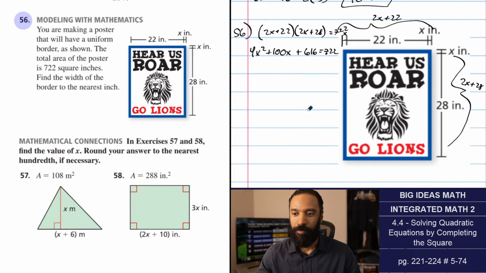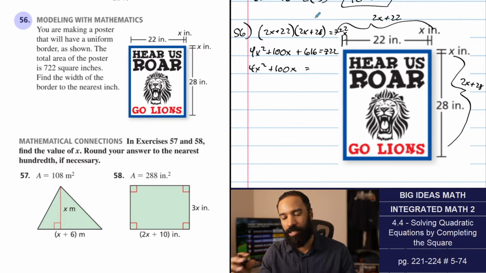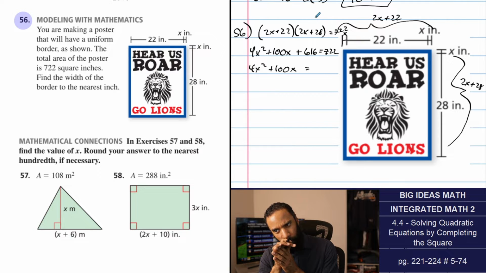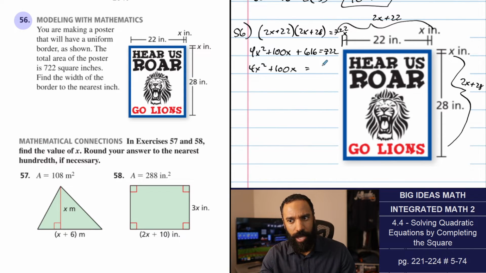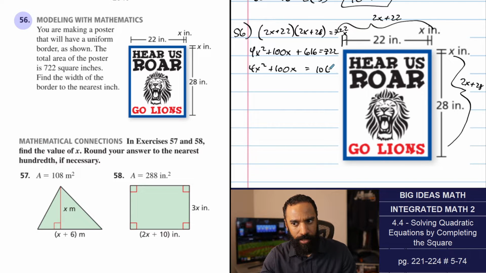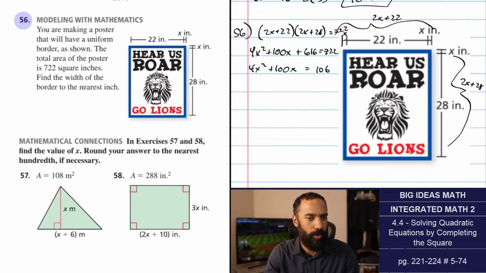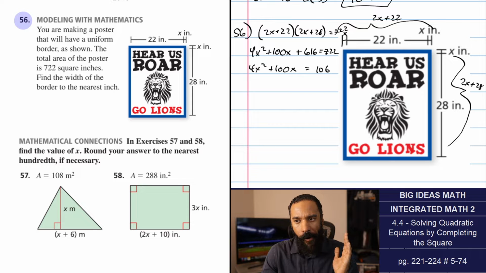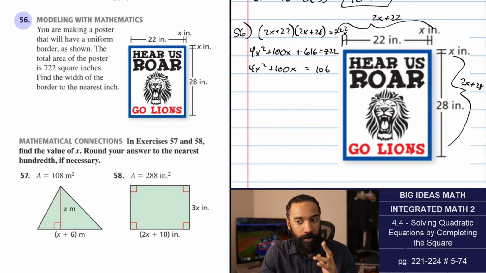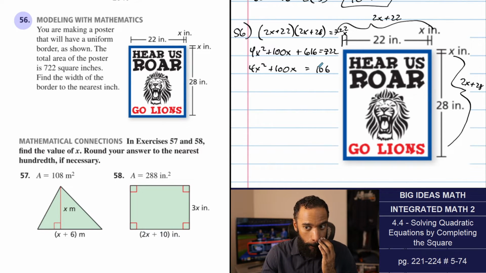Okay, so 4x squared plus 100x. We're going to complete the square, so I'm going to subtract 616 over. I think that's 106, which is unfortunate because... let me make sure that 22 times 28 is indeed that. It should be. 22 times 28. Yeah, 616. The unfortunate part about it is 106 doesn't divide by 4. Now, I can still divide by 4. I deal with a fraction, and there's really no problem with that.